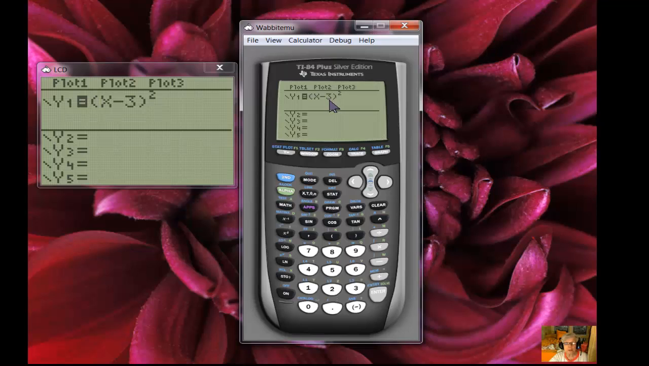But for now, all you have to remember is that a minus 3 in the parentheses will move the graph of x squared to the right 3 places. And a plus 3 in the parentheses with the x will move the x squared to the left 3 places. You move left and right in the opposite direction of the sign. You move up and down in the same direction as the sign.